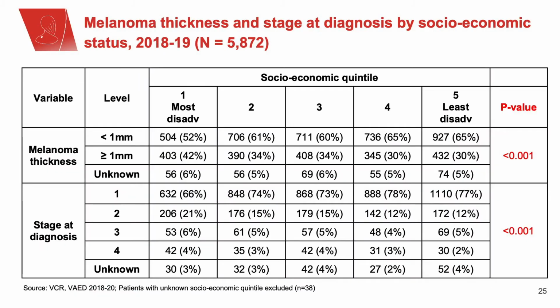Here we have melanoma thickness and stage at diagnosis by socioeconomic status. So remember the previous slide, and this is a highly statistically significant slide where the most disadvantaged would have the least amount of thin melanomas, but more thicker melanomas at presentation and also at stage at diagnosis.